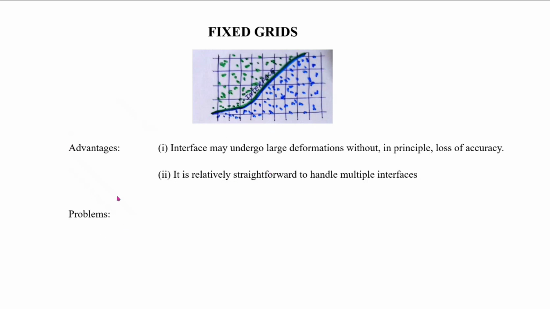The problems or challenges are how to calculate the location of the interface accurately, because if I have this finite size grid, the interface will be smeared on this grid, so we will not have the precise location of the interface.